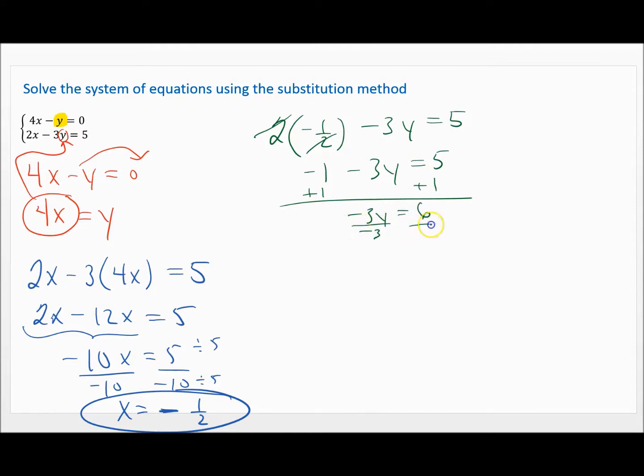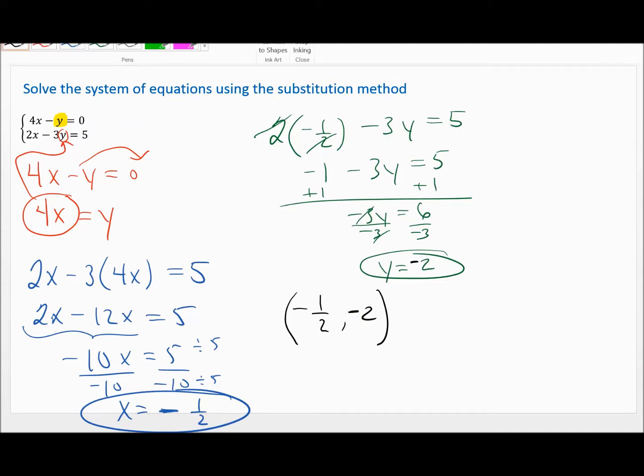Divide both sides by negative 3. And I get y is equal to 6 divided by negative 3, which is negative 2. Which means my solution, unchecked, but my solution is (negative 1/2, negative 2). 6 divided by negative 3 is negative 2. I almost made a mistake there too.